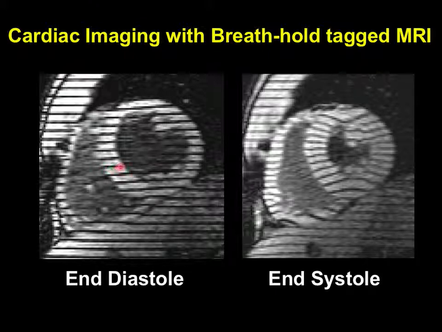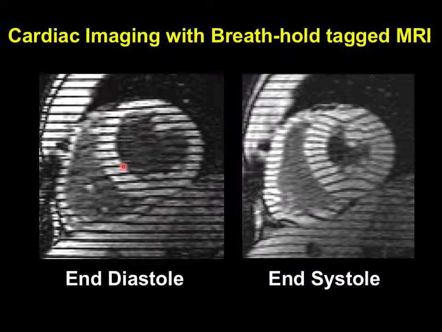These tags basically recover back to normal magnetization, to the level of the magnetization that was not affected by those presaturation pulses. The signal comes back to that baseline level with T1 recovery, right? And so they fade. This stripe here will fade over time, and it fades like T1 recovery.